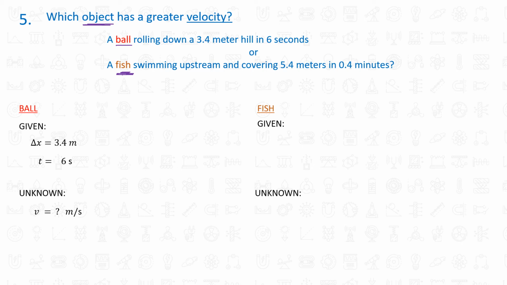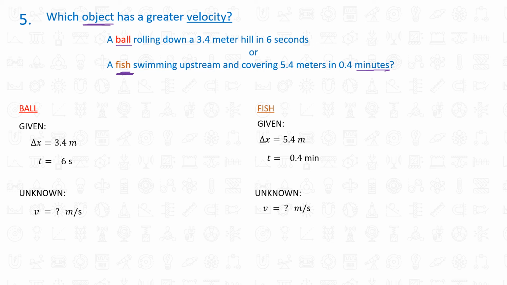So let's read the fish example. A fish is swimming upstream and covering 5.4 meters in 0.4 minutes. Minutes. So that means we got to get that into seconds. So we're going to have to convert that. But other than that, we know what is given to us. We have a displacement, we have a time in minutes, and we're looking for a velocity in meters per second.